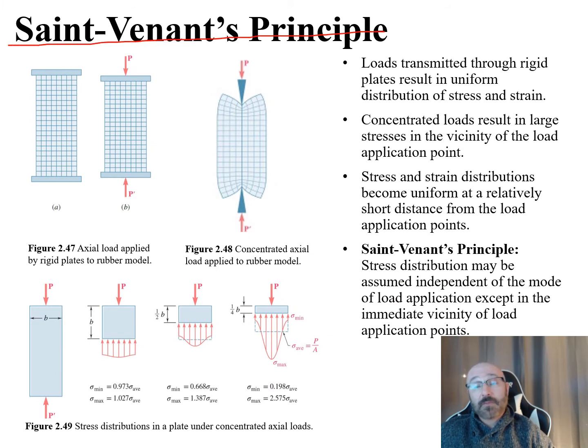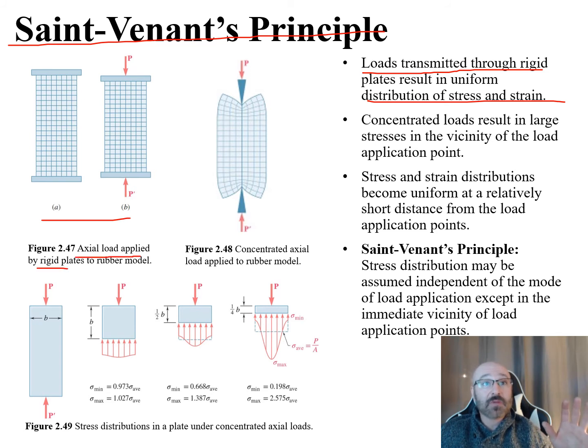So continuing on, what I want to discuss next is St. Venant's principle. Before we get into what this is, I want to talk about a couple of different types of loading. When loads are transmitted through a rigid plate, they're going to result in uniform distribution of stress and strain. We can see that over here in A and B, where you have this axial load applied to these rigid plates on the top and bottom to a rubber model. This results in that uniform distribution of stress and strain.